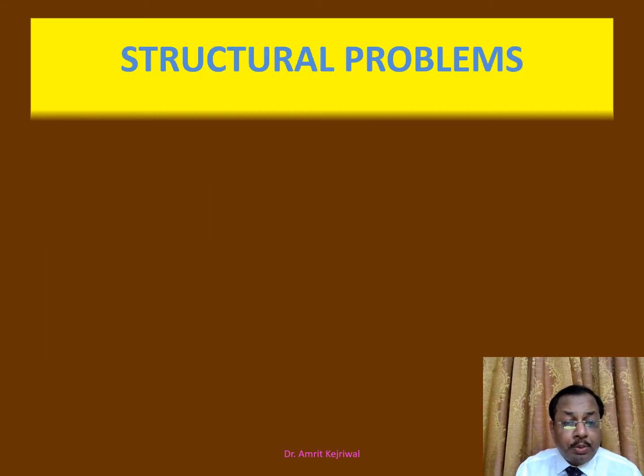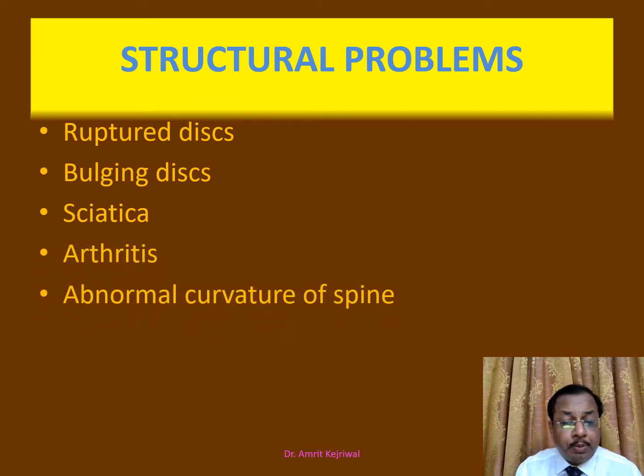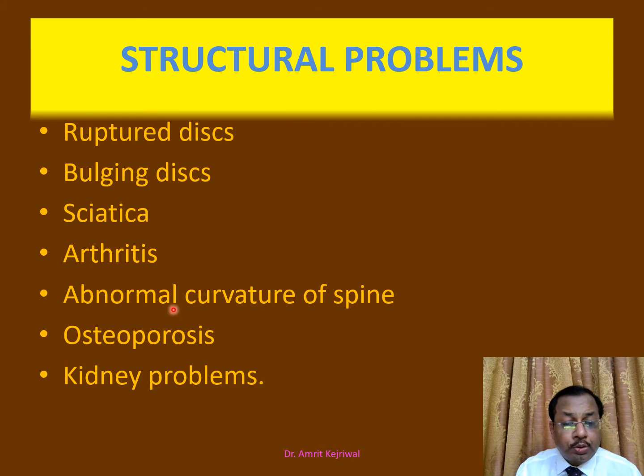Sometimes the patients have problems in the spine, structural problems. So ruptured discs, bulging discs, sciatica, that is compression of the nerves. Arthritis, abnormal curvature of the spine. Osteoporosis, and kidney problems. So all these can lead to structural problems. Kidney problems lead to depletion of calcium in the bones and then make the bones weak. Again, osteoporosis, abnormal curvature of the spine, arthritis, sciatica, bulging discs, and ruptured discs.